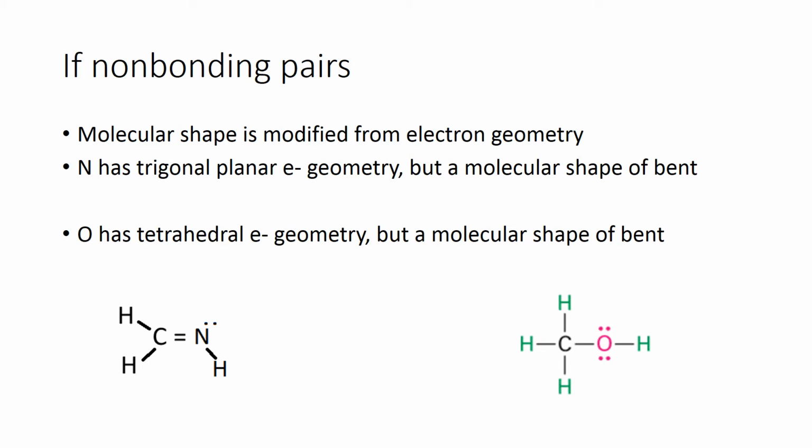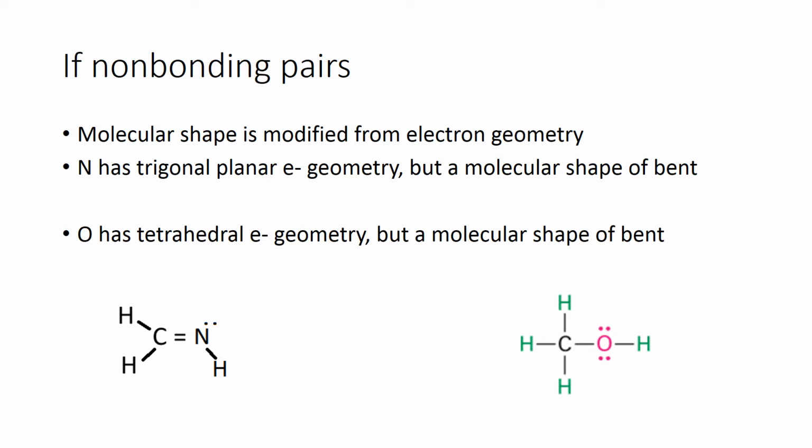Okay, if you have non-bonding pairs, it's going to affect how we observe the molecule. Now, the electron geometry is the same. It's going to be what we have just learned, but the molecular shape is different from the electron geometry. Let's go down here and look at this molecule and see what we're talking about.